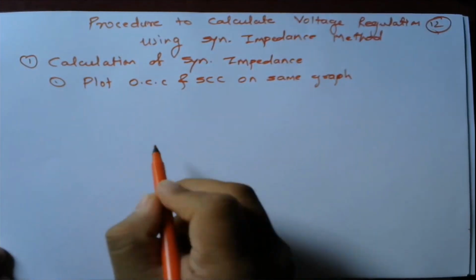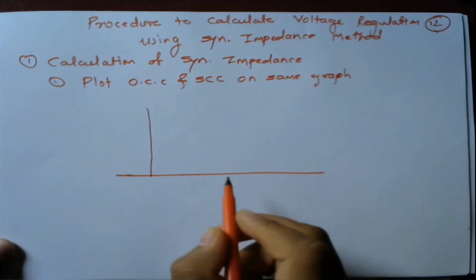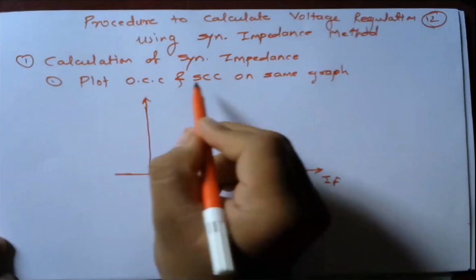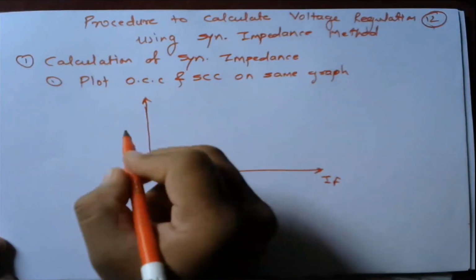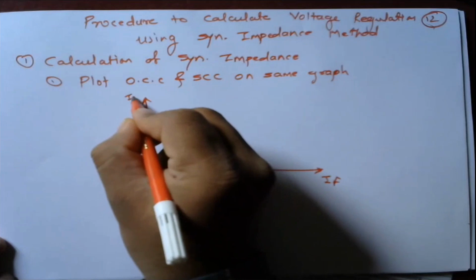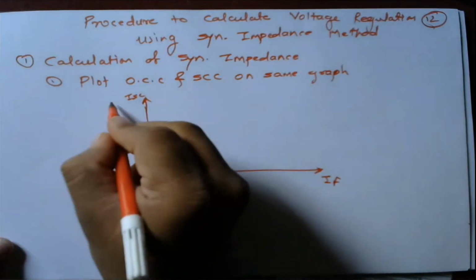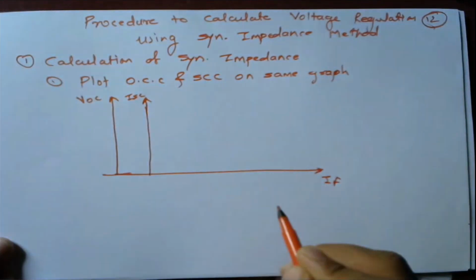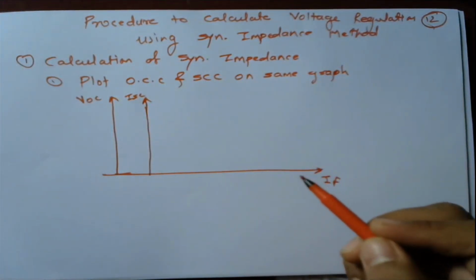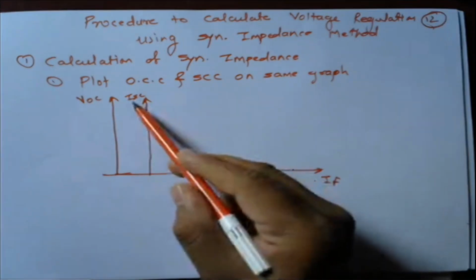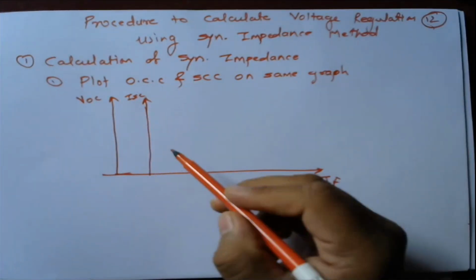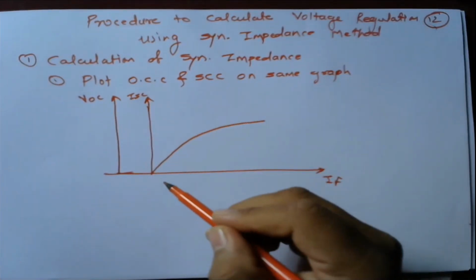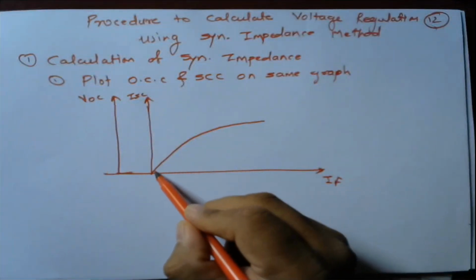Suppose this is a graph paper in which this is IF, and I'm going to plot OCC and SCC. I will consider here ISC, and on the same axis I will consider here VOC. If I plot the open circuit test, it will be like this. And if I plot the short circuit test, it will be like this.